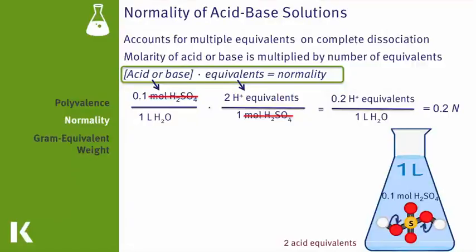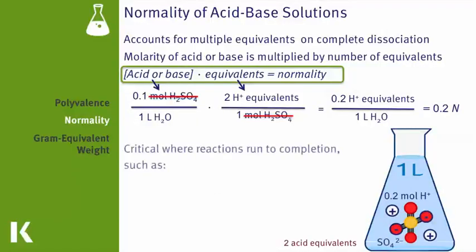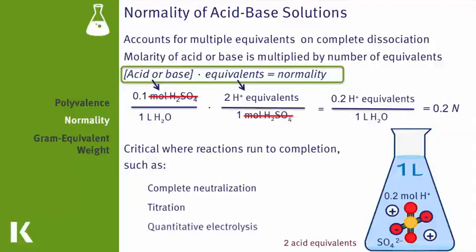Calculating normality becomes very important when doing certain problems, such as neutralization reactions, titrations, or quantitative electrolysis. For example, if we had treated sulfuric acid as if it were a monoprotic acid, we would have assumed that only 0.1 moles of base would be required to fully neutralize our sulfuric acid. Thanks to the normality equation, we can now see that we would actually require 0.2 moles of base to fully neutralize sulfuric acid.